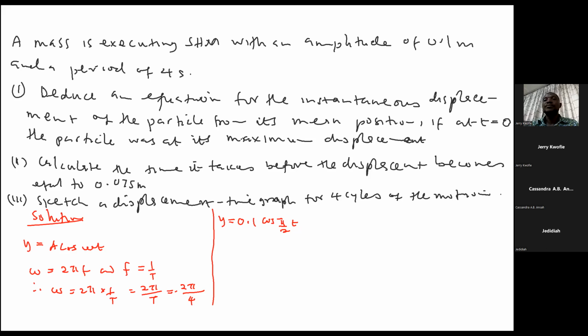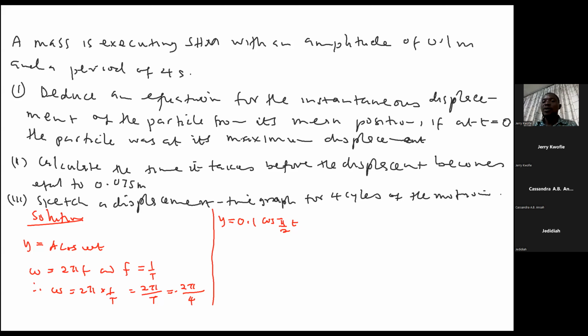Now, if at that instant of it being observed, the particle is already at the maximum displacement, then the equation will have the cos. Now, let's look at which of them has been spelled out here. It says we should find the equation for the motion if at t equal to 0, the particle is at its maximum displacement, which means that we'll have to use the equation that has the cos term in it.